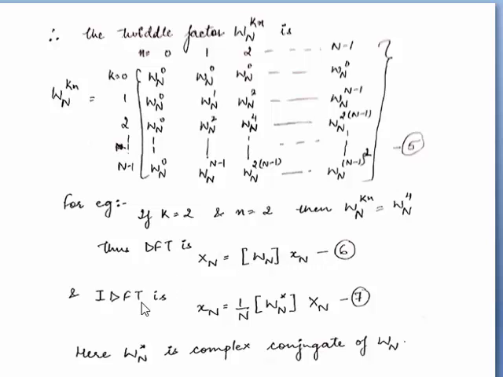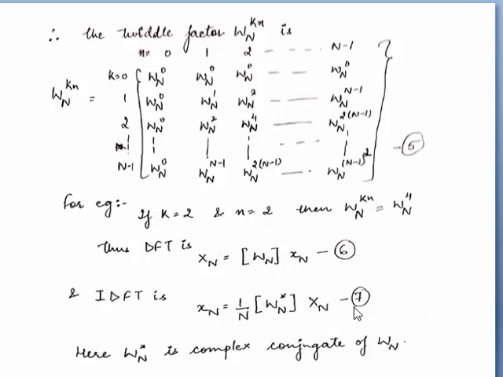Also we can write down the formula of the IDFT, inverse discrete Fourier transform, in matrix form. It becomes x of n is equal to 1 by N times the twiddle factor conjugate, because in the IDFT we have e raised to power j 2 pi k n over N. So it becomes the twiddle factor conjugate into capital X base N, that is X of k.